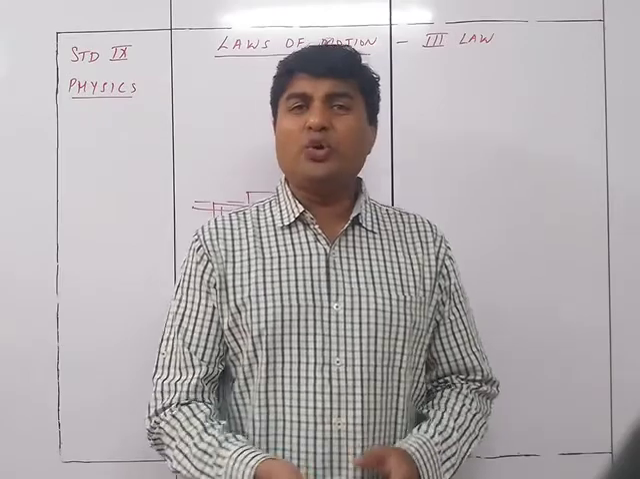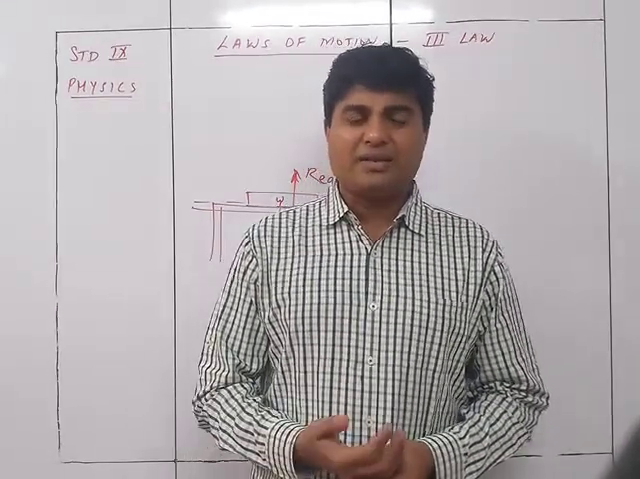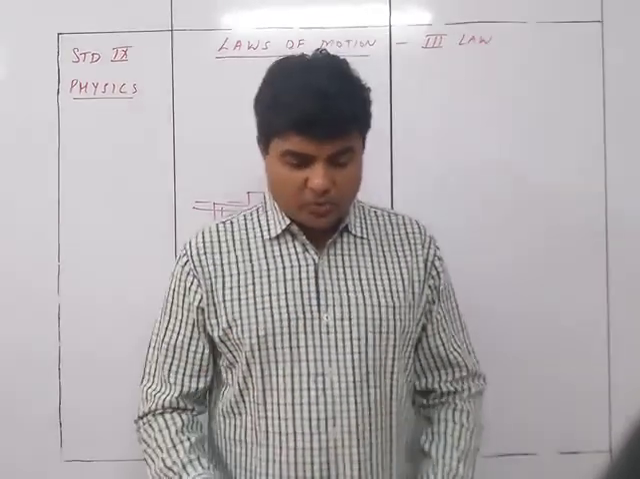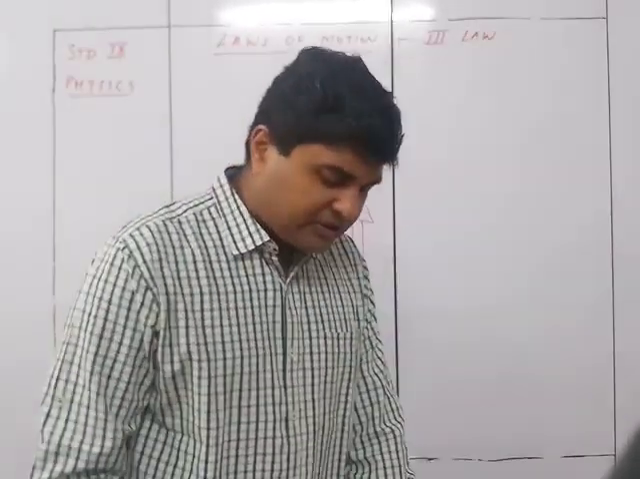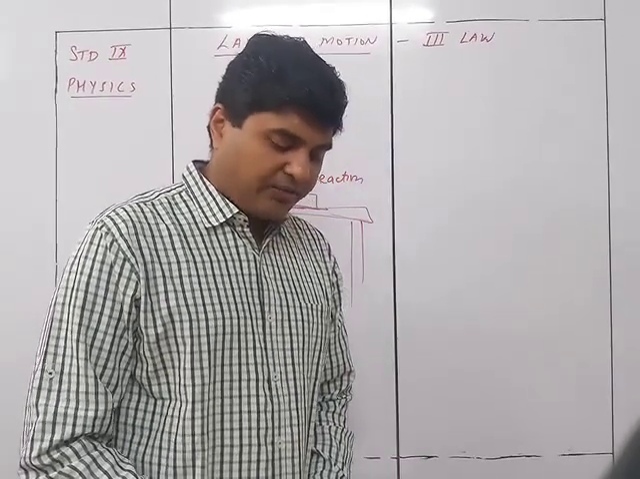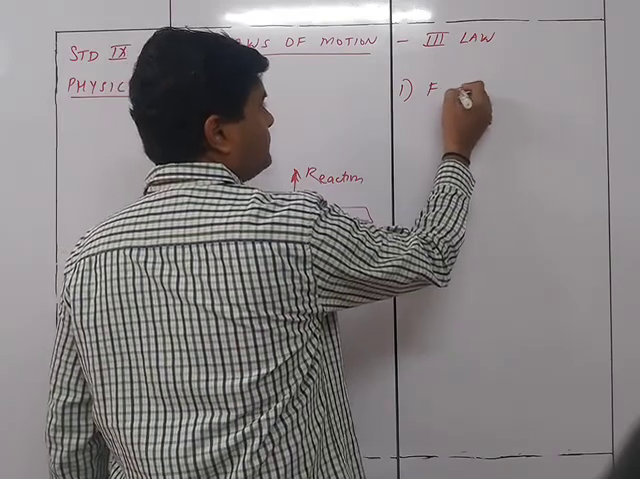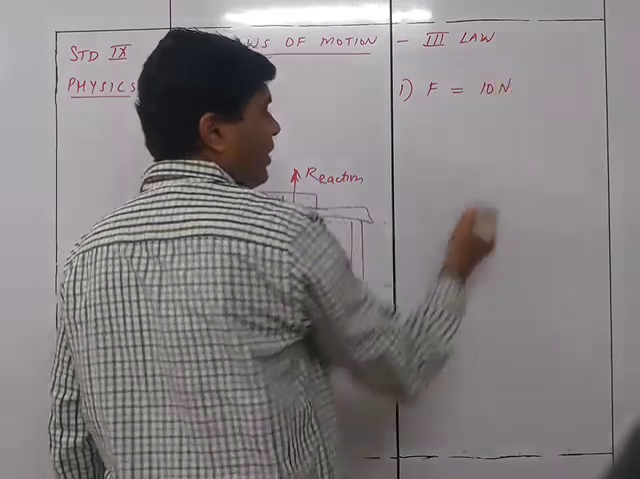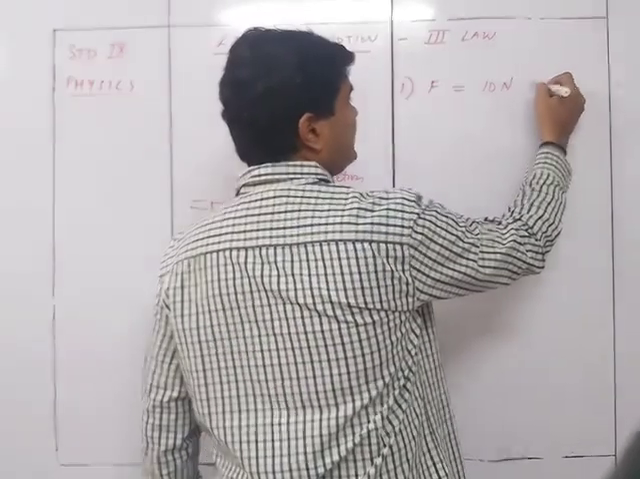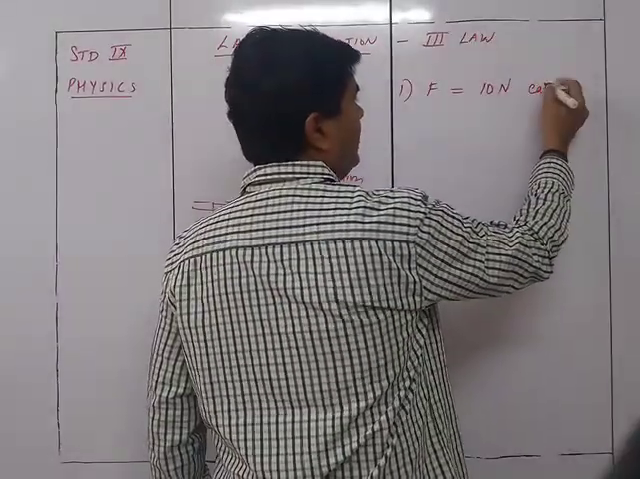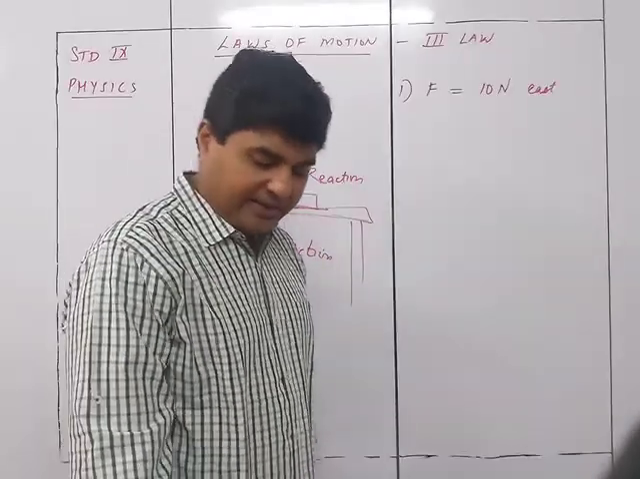We have got only two numericals over here, very easy numericals. There is hardly anything to understand in this. So let's go through that also very quickly. Numerical 1: a boy pushes the wall with a force of 10 Newton. So the force pushed by the boy is 10 Newton, in the direction which is east. Okay, it is giving the force of 10 Newton in the east direction.